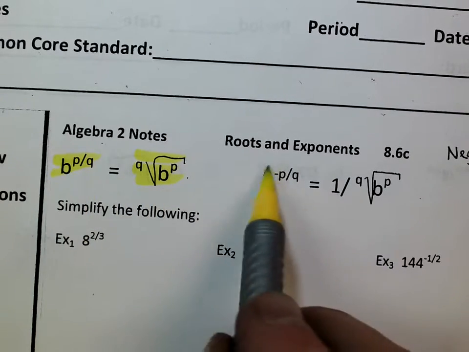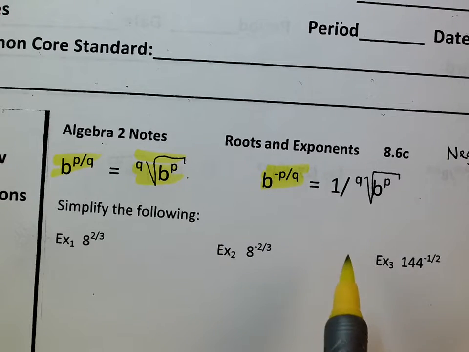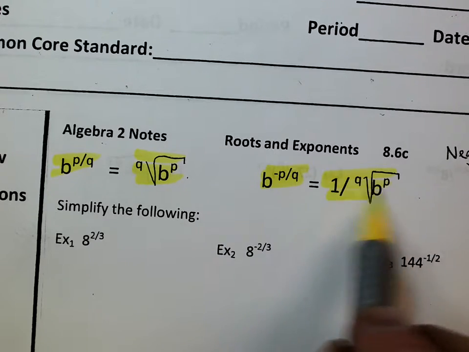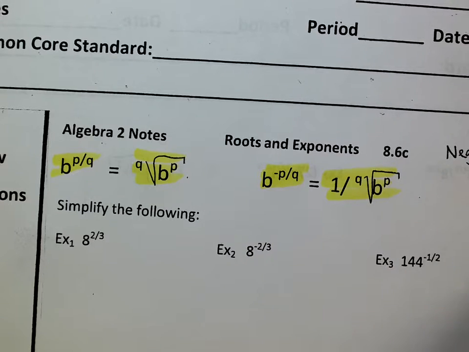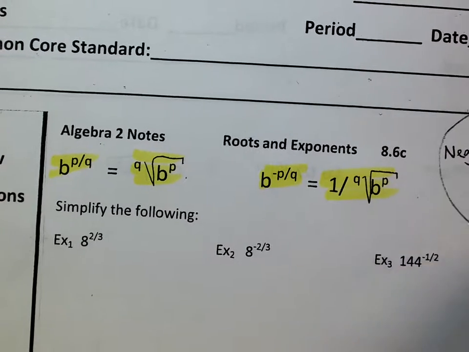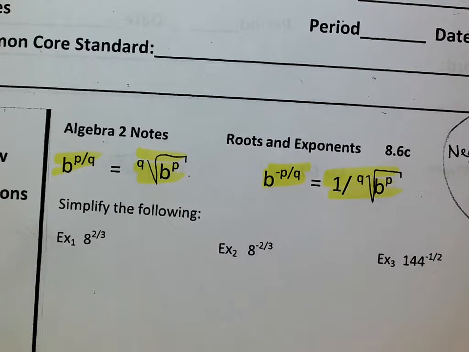Okay? If you have a negative, we've learned this before, it's 1 over that. It's just 1 over that root and power. Anytime you have any kind of negative exponent, it's always 1 over there. Okay? So these are rules. Some of the rules we've learned before. This one we've learned before, but these are brand new. So let's look at example 1.